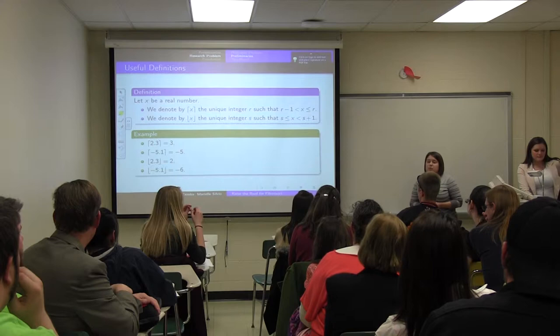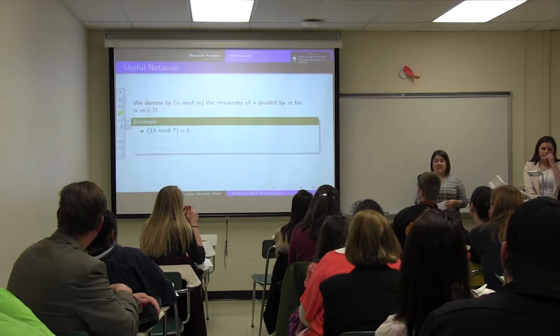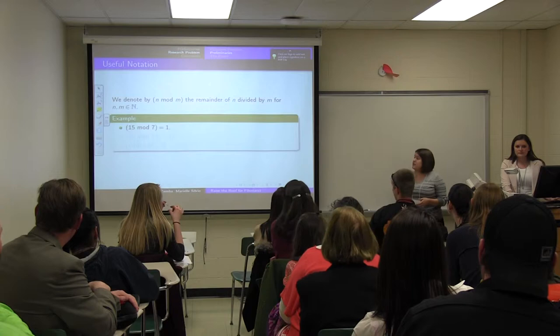Also, some useful notation that is seen throughout our proof is n mod m. To find n mod m, you're finding the remainder when you take n divided by m, for all n and m in the natural numbers. An example of this is 15 mod 7. Remember, when you're finding 15 mod 7, you're finding the remainder. So 15 divided by 7 has a remainder of 1.